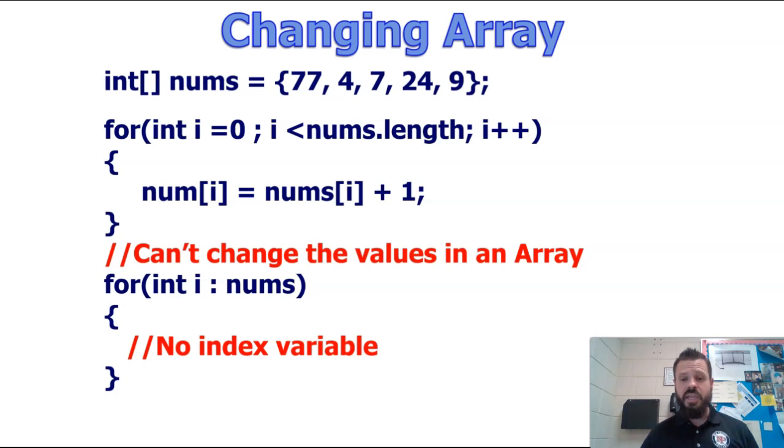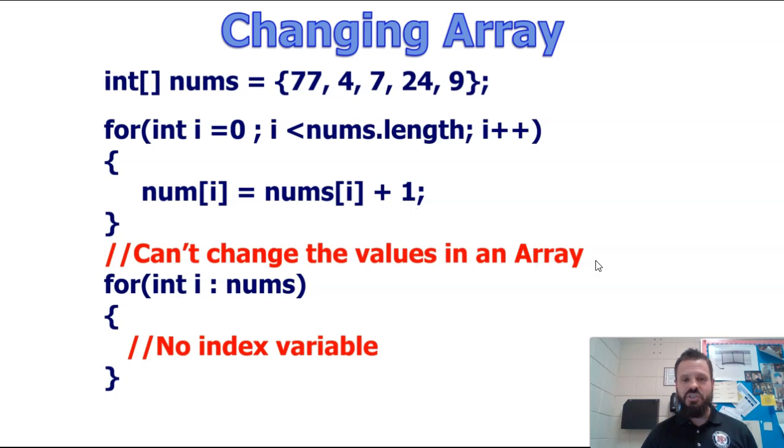Now another thing we can't do with a for each loop is make any changes to the array. And changing the array by updating its values is something we've used loops for. So again, let's say I have the int array nums with some ints in it. And let's say I want to run through it, and for each spot I want to add 1 to what's already there. So nums at i gets the value of nums at i plus 1.